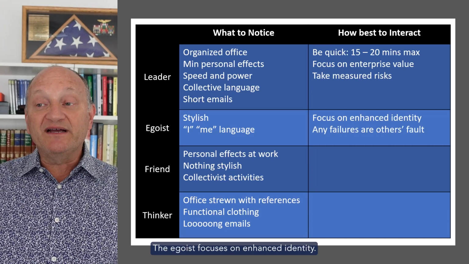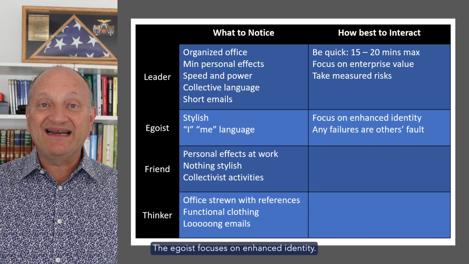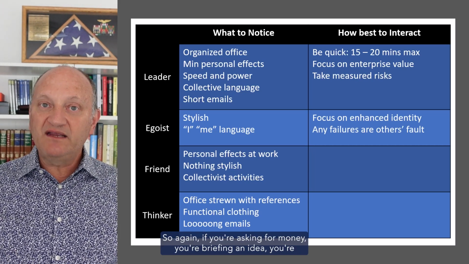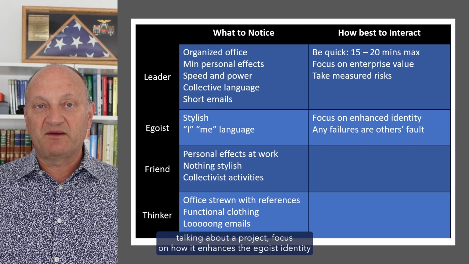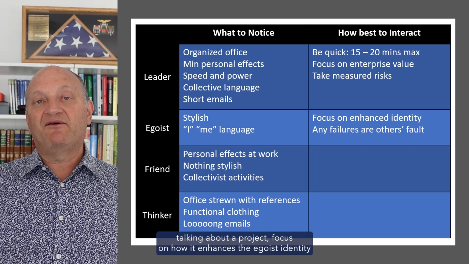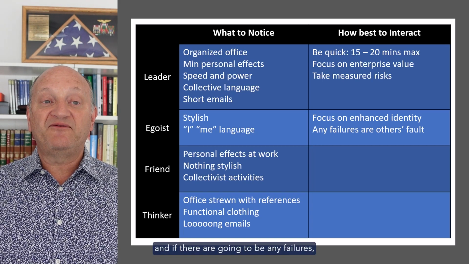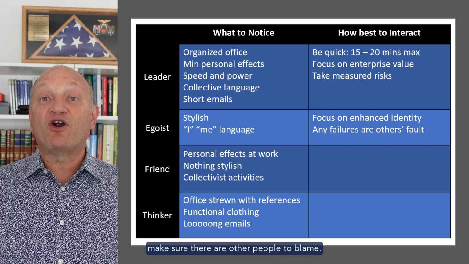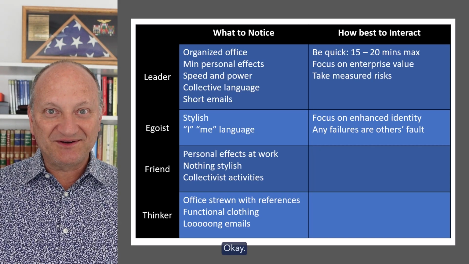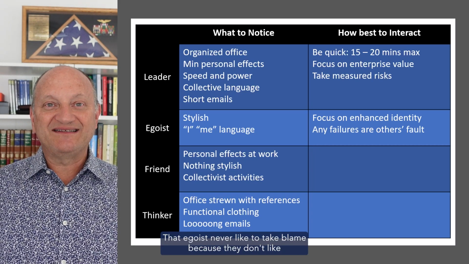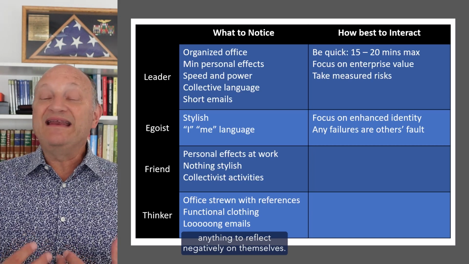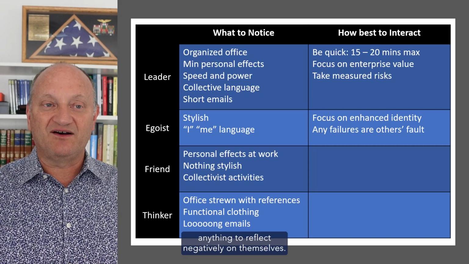All right, the egoist focuses on enhanced identity. So again, if you're asking for money, you're briefing an idea, you're talking about a project, focus on how it enhances the egoist's identity. And if there are going to be any failures, make sure there are other people to blame. Egoists never like to take blame because they don't like anything to reflect negatively on themselves.